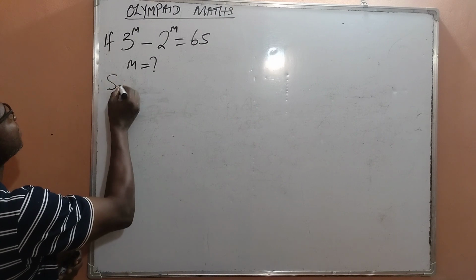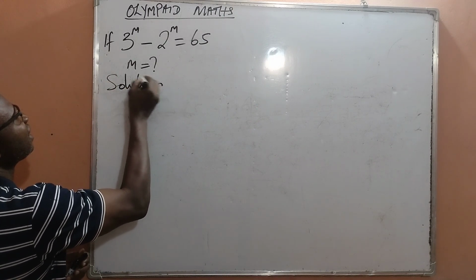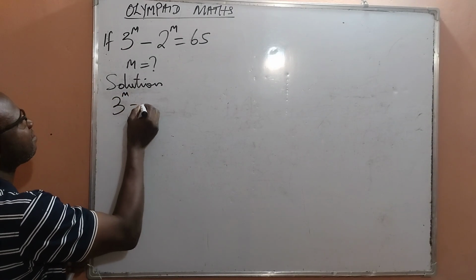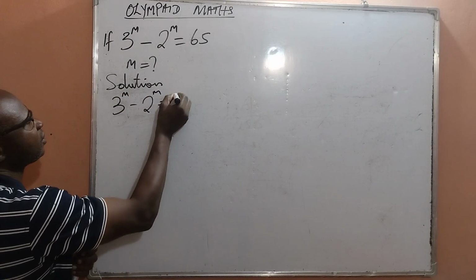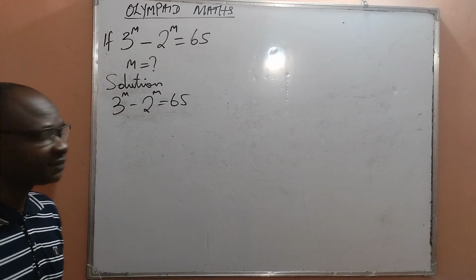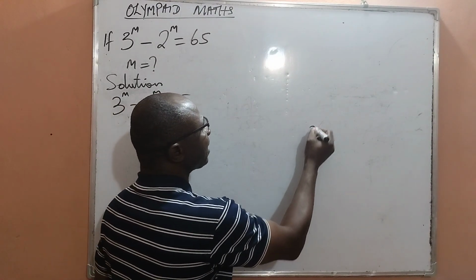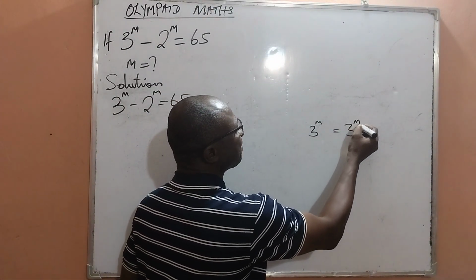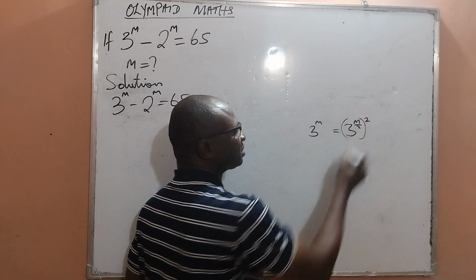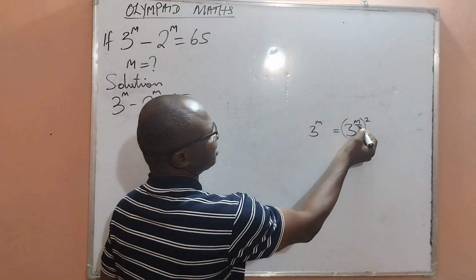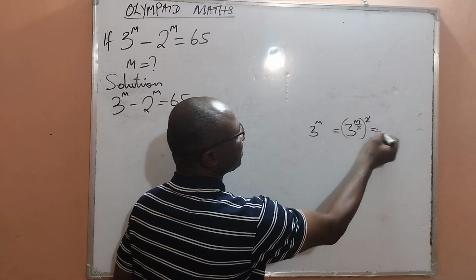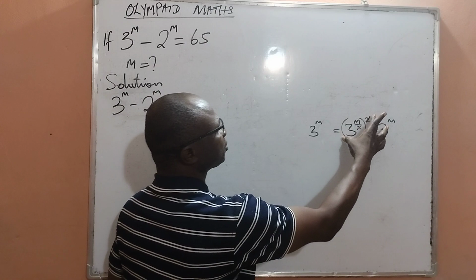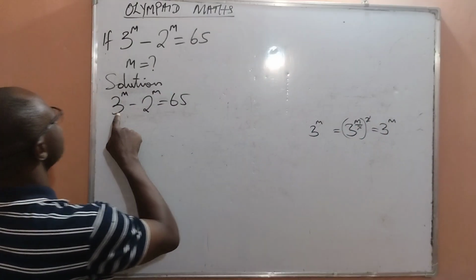So, I have the solution to the question, which is given to me as 3 to the power of m minus 2 to the power of m equal to 65. You see, 3 raised to the power m can also be written as 3 raised to the power m all over 2, all raised to the power 2. The reason is that these two can cancel these two, leaving me with still the same 3 raised to the power m. Therefore, I am going to use this version to replace 3 raised to the power m.